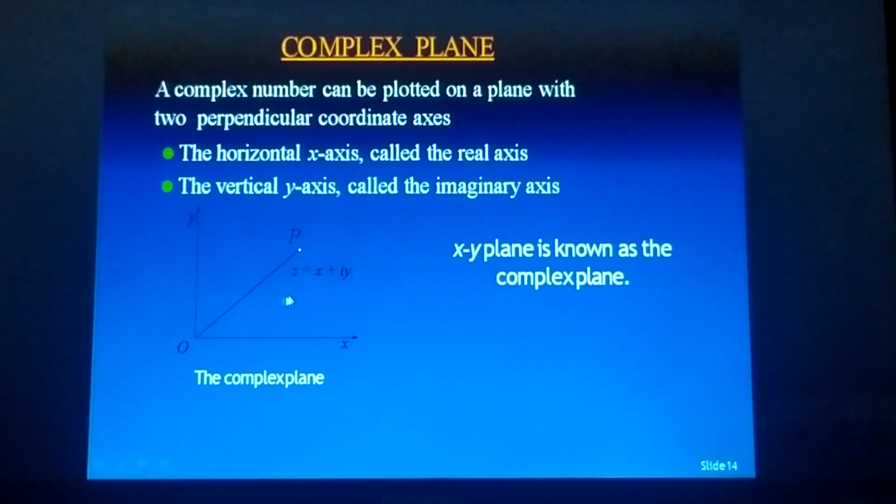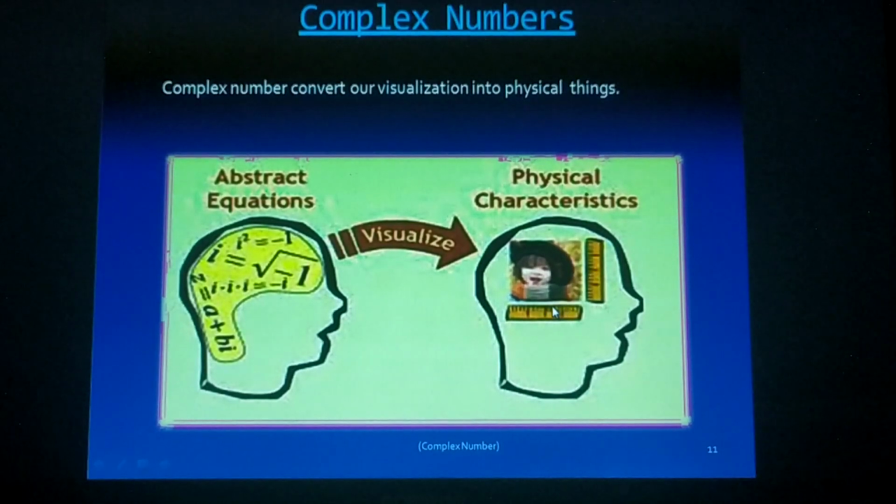Here we plot the point (x, y), which is represented as the complex number z = x + iy. This xy plane is known as the complex plane. So from this graph we can also say that the complex number converts our visualization into physical things.